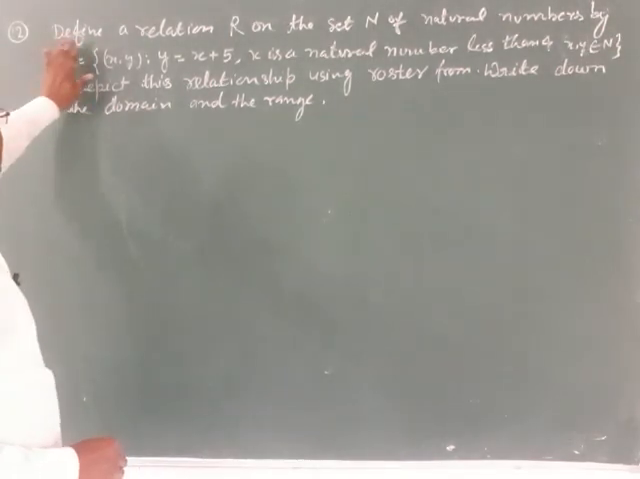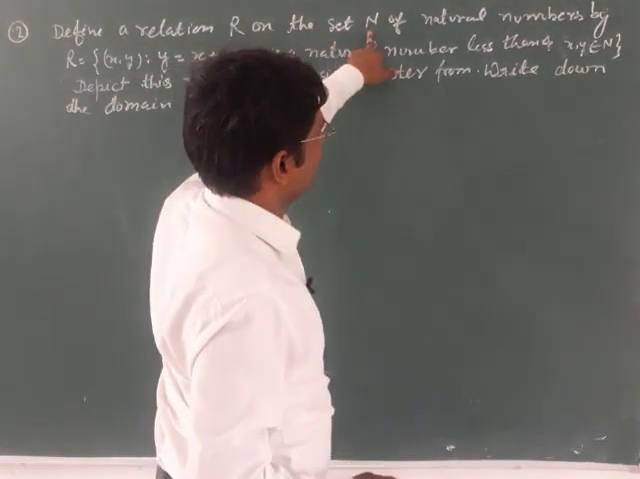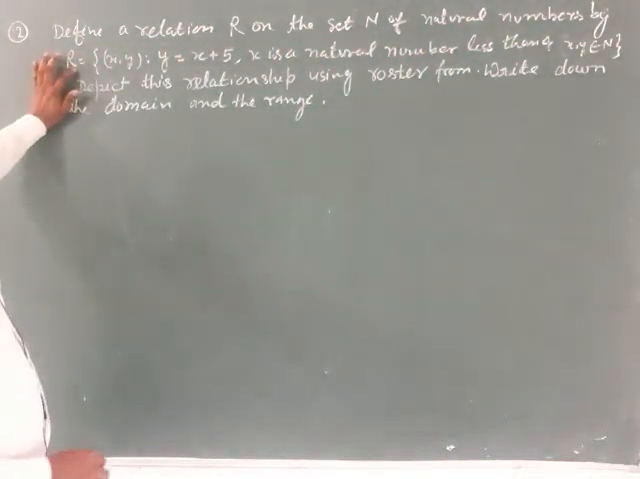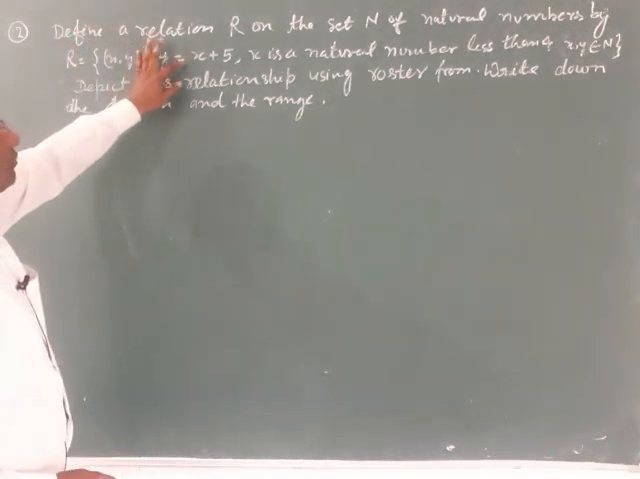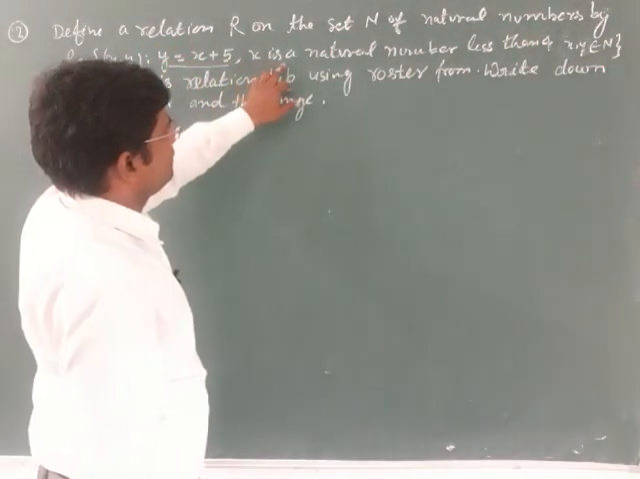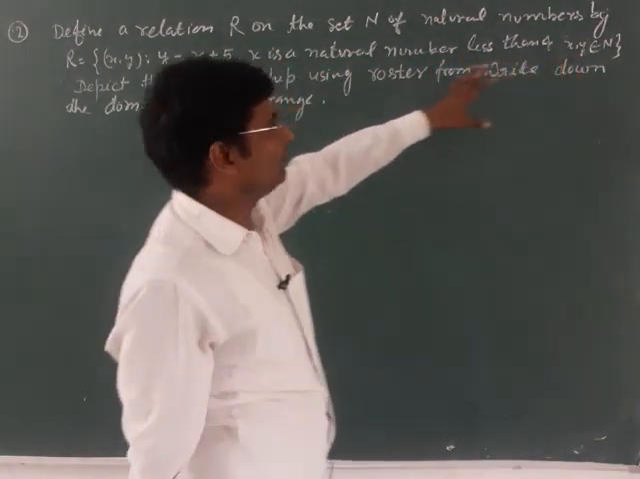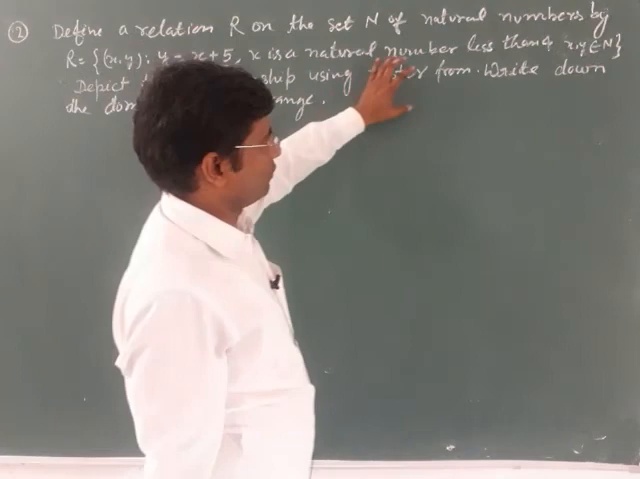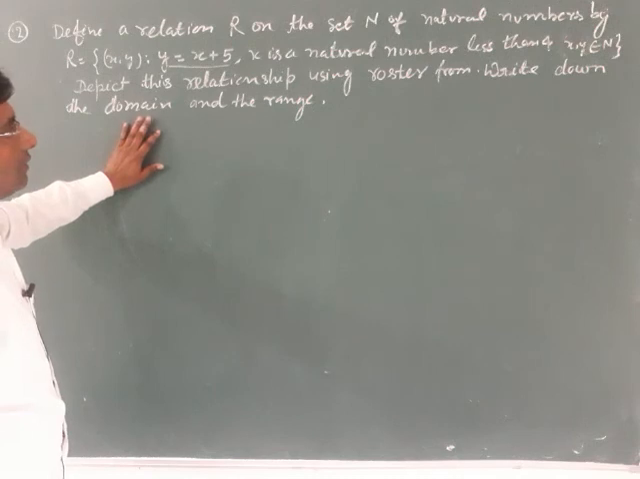Question number 2. Define a relation R on the set N of natural numbers by R is equal to {(x, y) such that y is equal to x plus 5, x is a natural number less than 4, x, y belong to natural numbers}. Depict this relationship using roster form and write down domain and range.